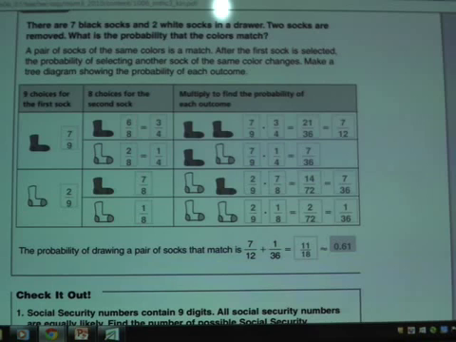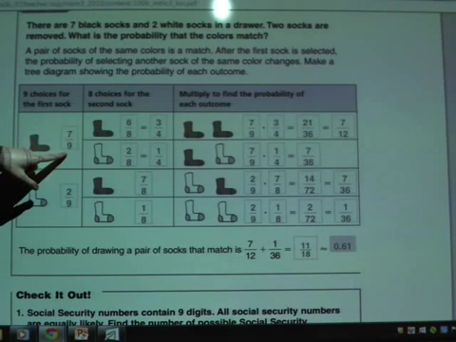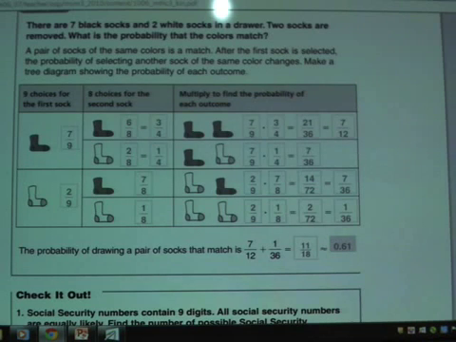All right, so as you can see, they made a little table here, and the table lists the different possibilities for the first and the second pull. So let's say I pull a dark sock first. Well, to pull a dark sock first, I have a 7 out of 9 chance of pulling a dark sock. Why? 9 total socks, and 7 of them would be the dark socks.